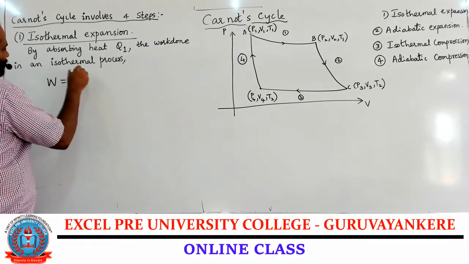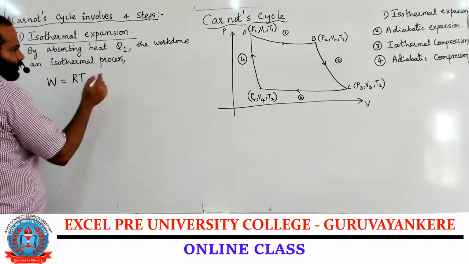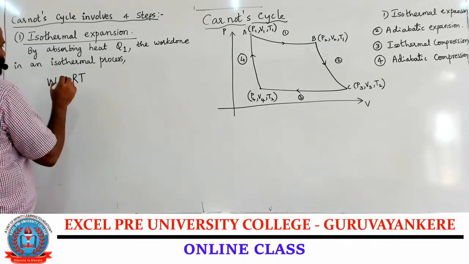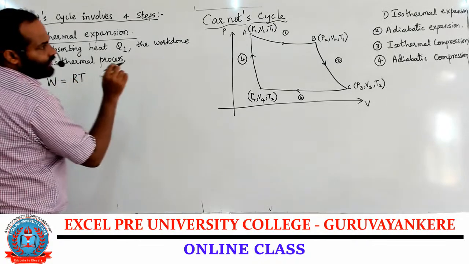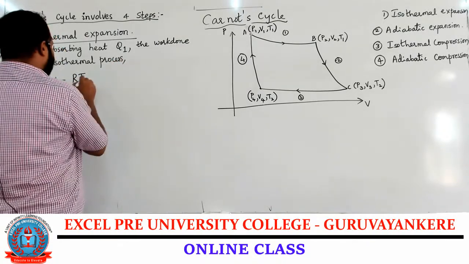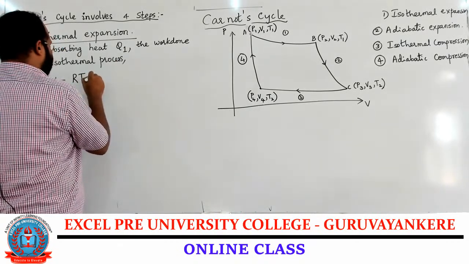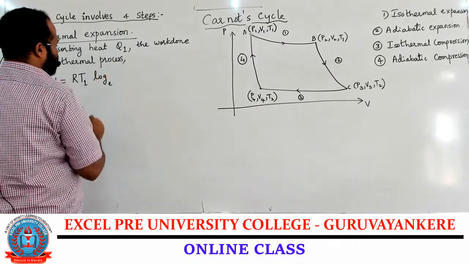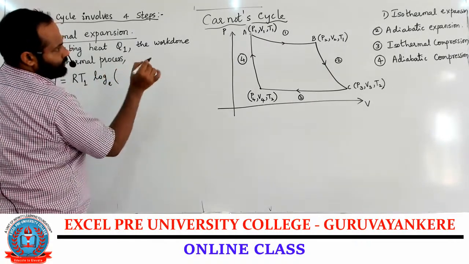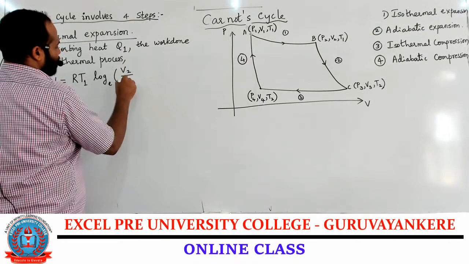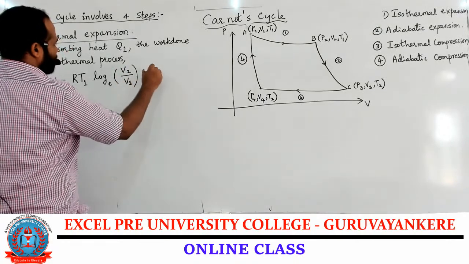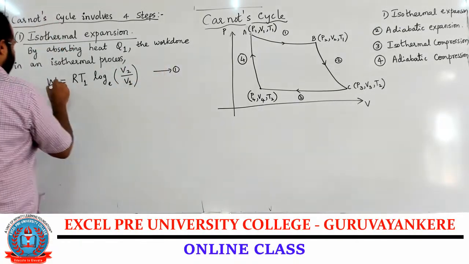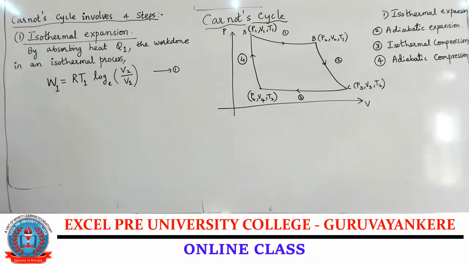for 1 mole of the gas I will consider, per mole of the gas, so it is RT1 log to the base e, volume changes to V2 from V1. This is the work done. So I will call it as W1. Work done in the isothermal expansion.